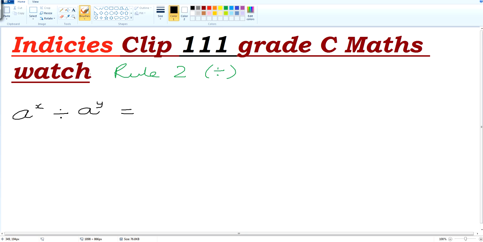So we're looking at indices, simplifying indices. This is based on the clip 111, grade C maths CD program. If you want to look for reference wise, I'm looking at some examples. I'm just going through the rules first of all.